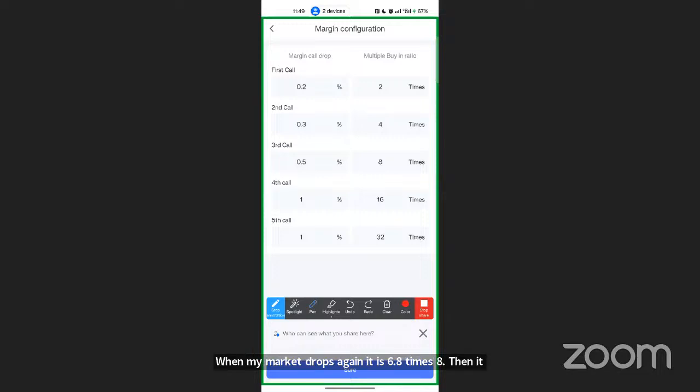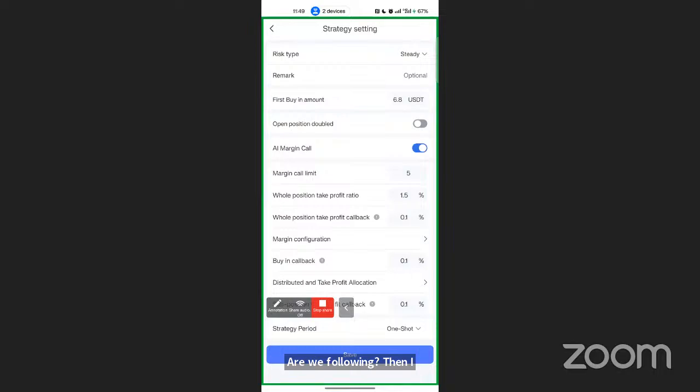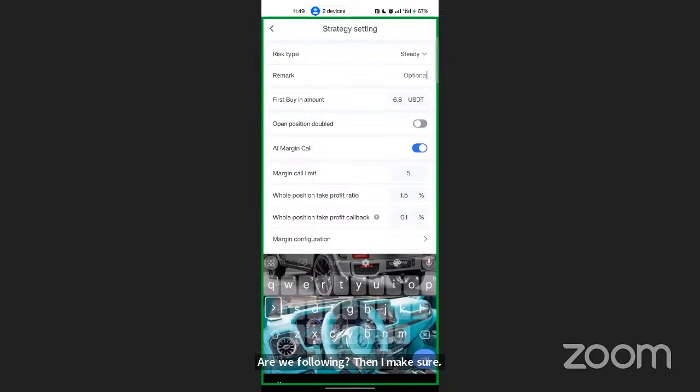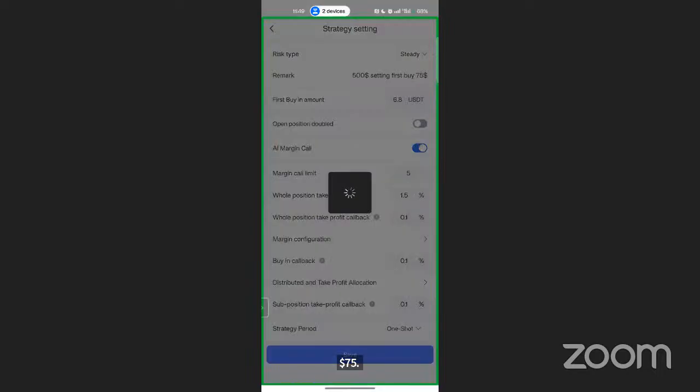Are we following? Then I make sure I name it up here, $500 setting. First buy, $75. Then I save my strategy.